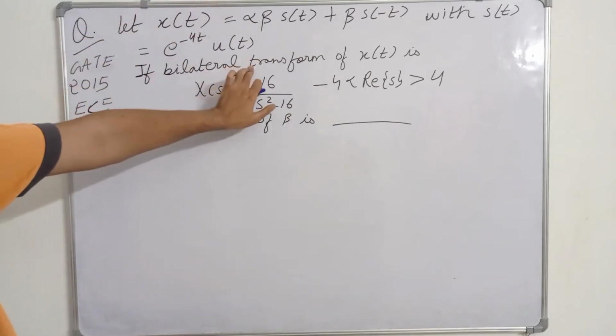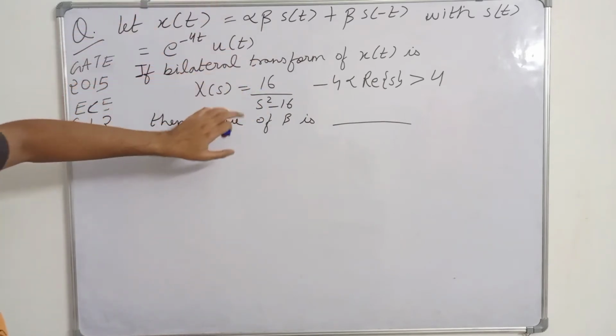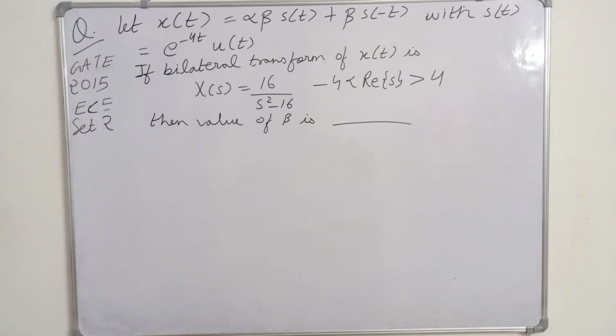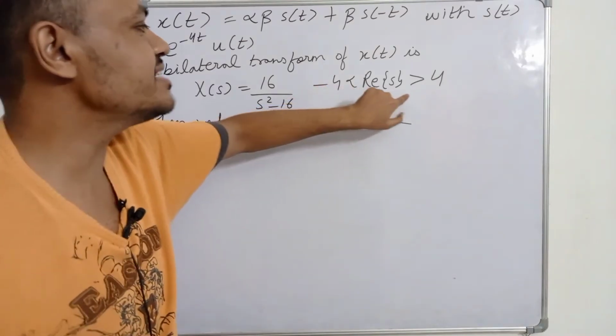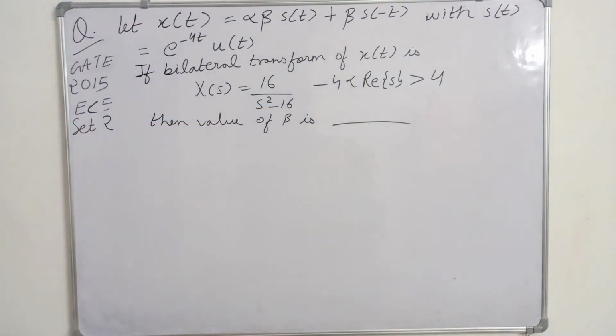So x of t does not have a unilateral transform, it has a bilateral transform where X of s is equal to 16 upon s squared minus 16, where minus 4 is less than real part of s which is less than 4. Then we have to find the value of beta.